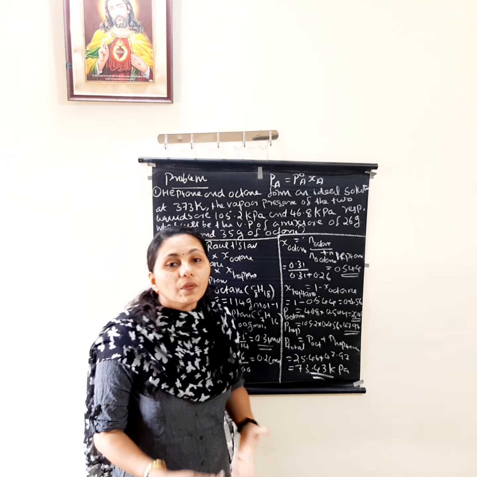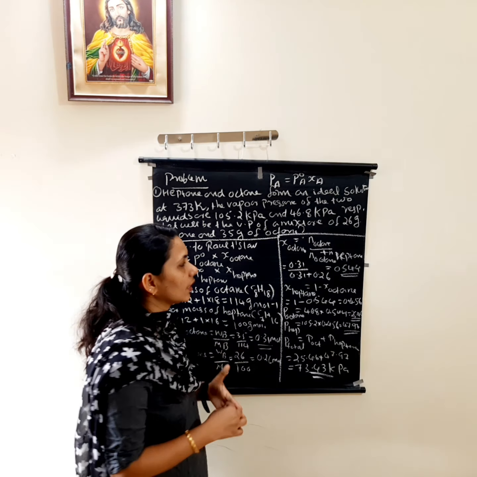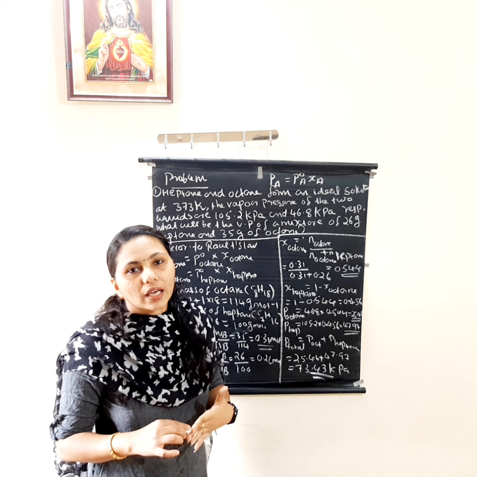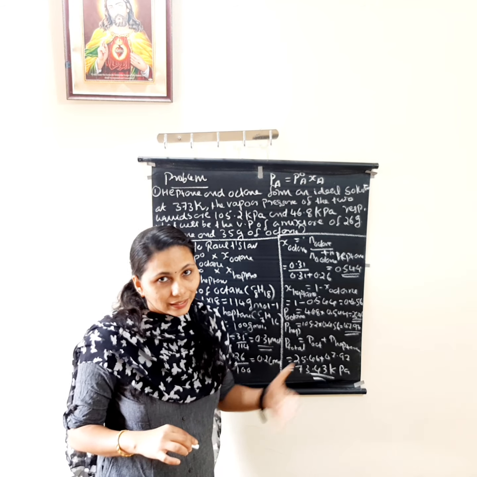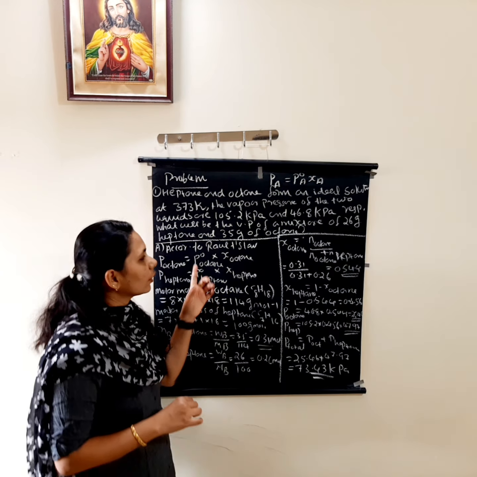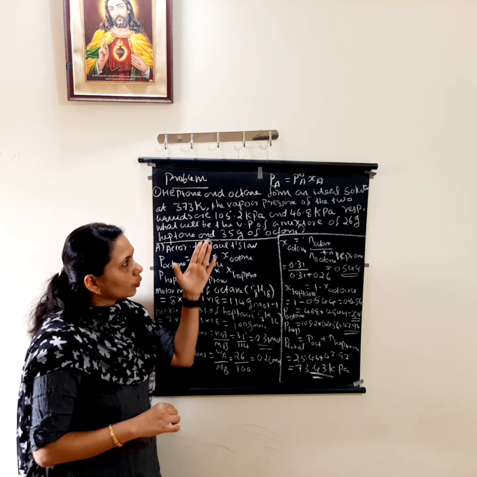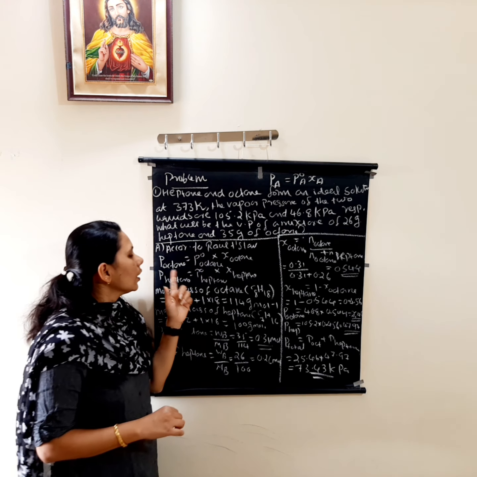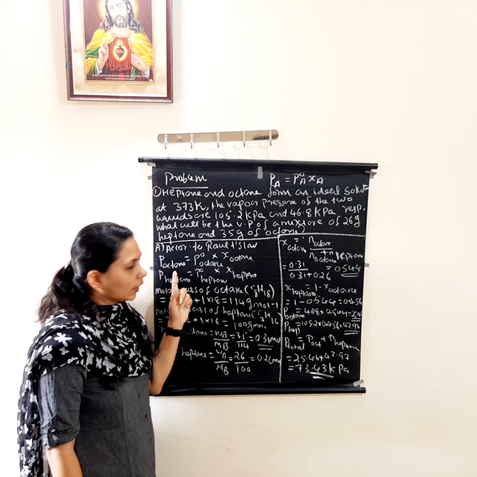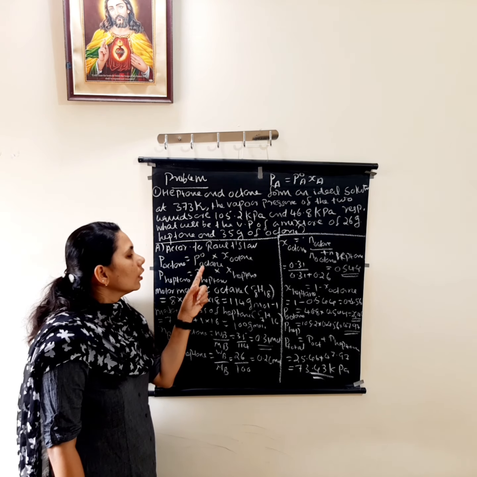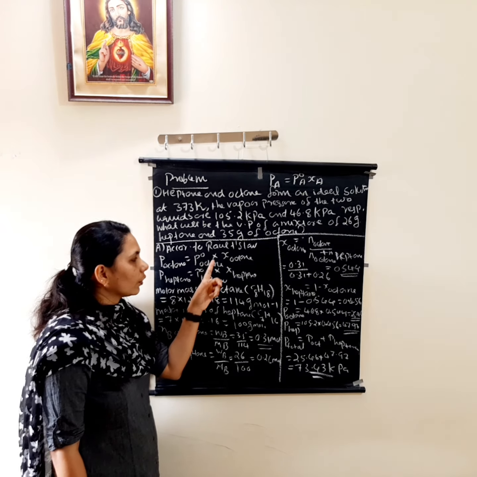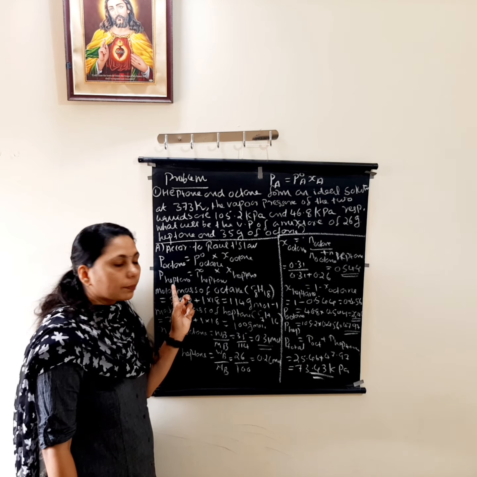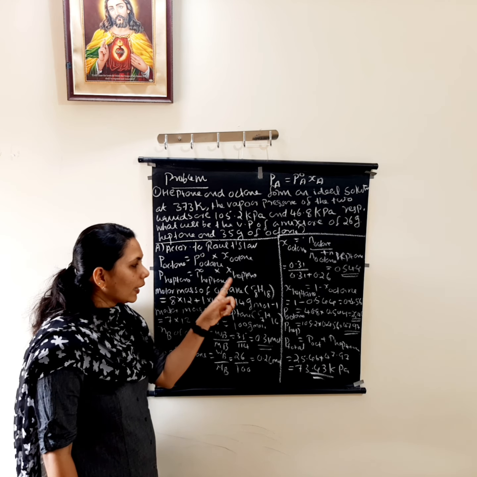So what is the question? A solution is prepared by mixing heptane and octane. We have to calculate the total pressure of that mixture using Rolle's law relationships. According to Rolle's law, P_A equals P0_A into X_A, where A is one component. So in terms of octane, partial pressure of octane equals P0 octane into X octane, the mole fraction of octane. Same for heptane: P heptane equals P0 heptane into X heptane.